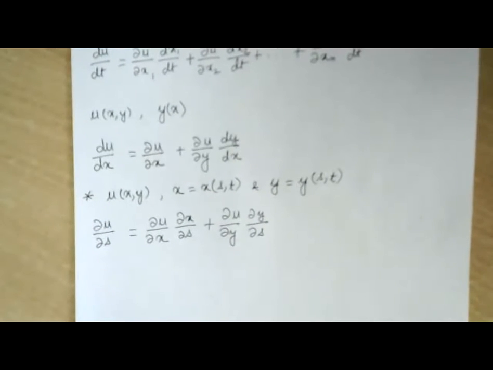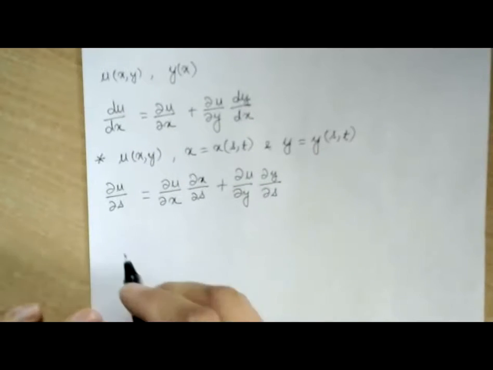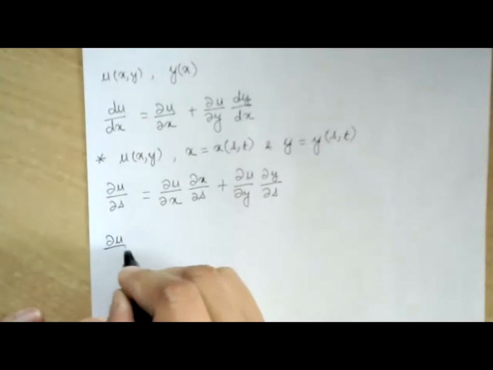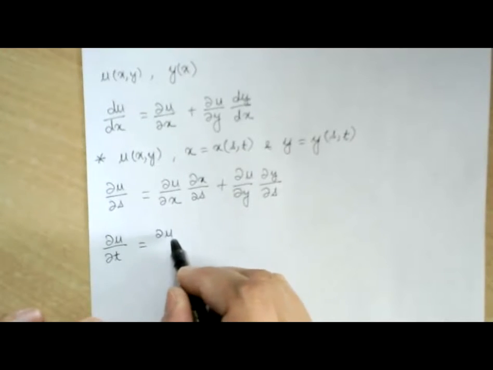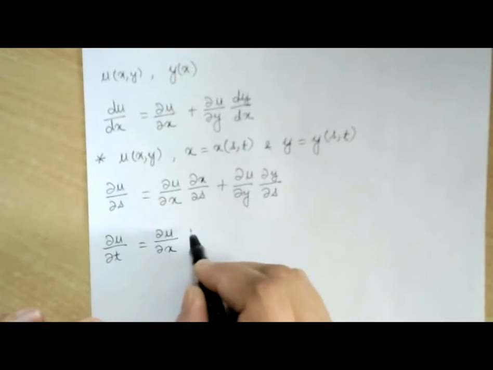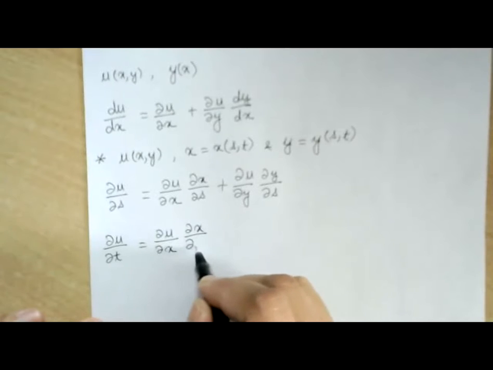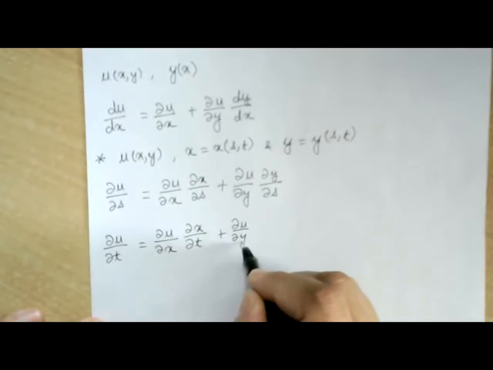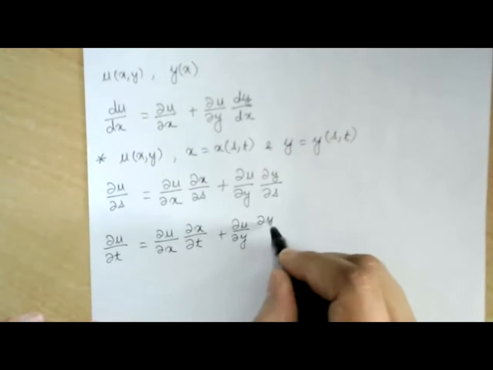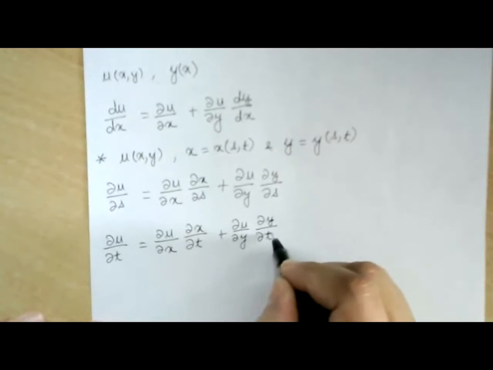Now if I want to differentiate u with respect to t, we have del u by del x, del x by del t plus del u by del y, del y by del t.